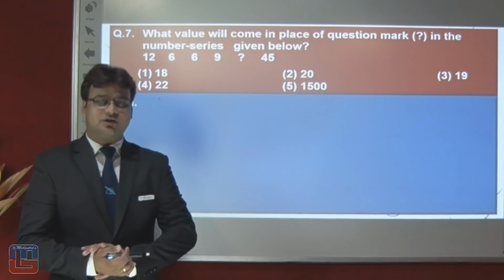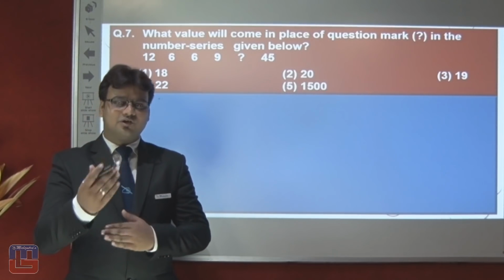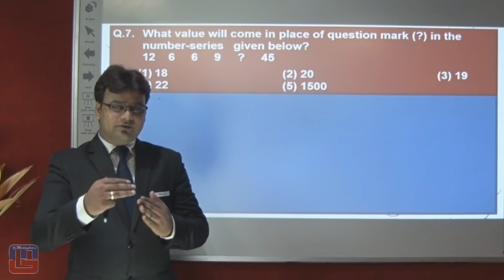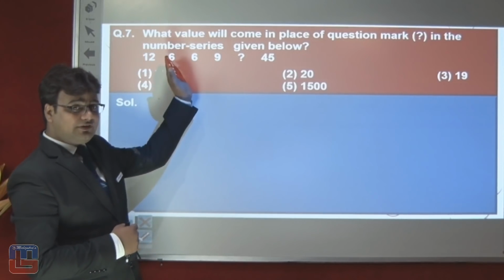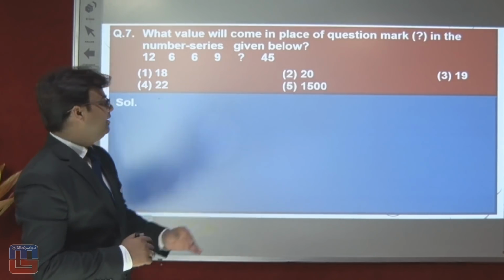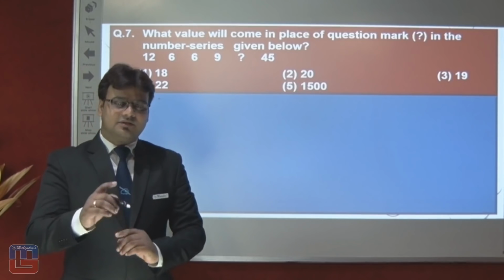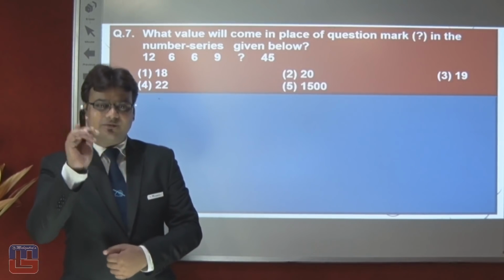This question is based on number series. In a number series, firstly get what logic goes on. Then we follow the logic. Here first see what logic follows. Then we get the answer. Here the question is 12. Then the next number is 6. Then the next number is 6. Then the next number is 9. Then what is in place of the question mark?